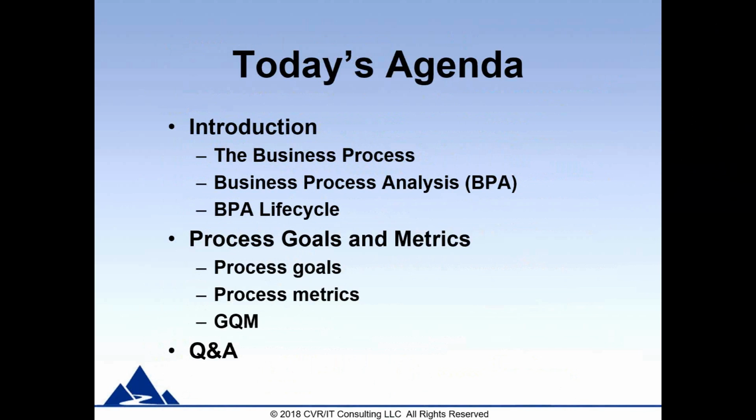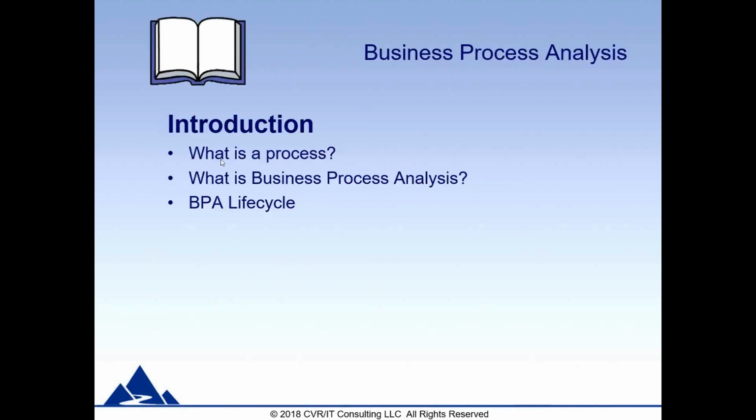And then we're going to zero in on one of the steps of that life cycle, and that's process goals and metrics. I'll describe what process goals are and what metrics are and how we determine them. I'll do this through introduction of a technique called goal question metric, or GQM. I've got Q&A indicated at the end here. I'll actually leave room for Q&A also as we go through the talk. First, we're going to talk about what a process is and what business process analysis is, and then I'll introduce you to the BPA lifecycle.